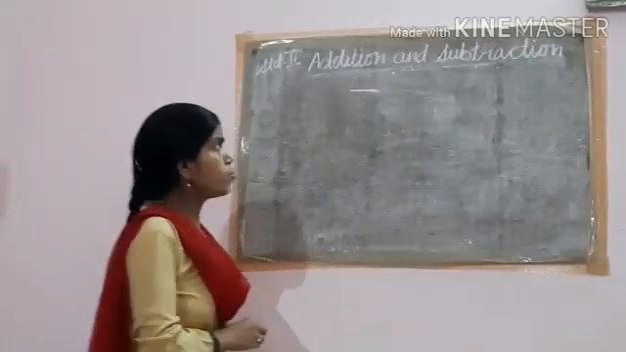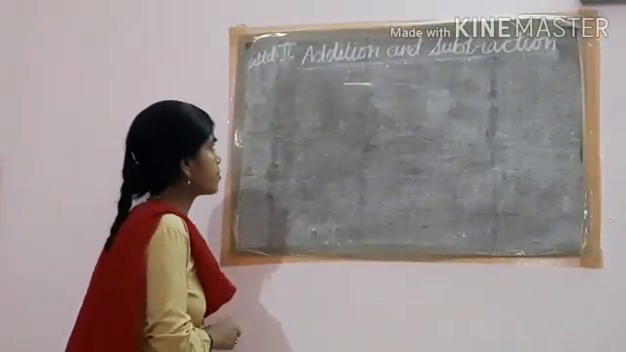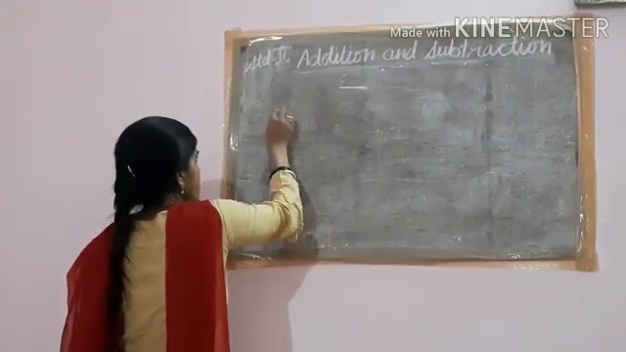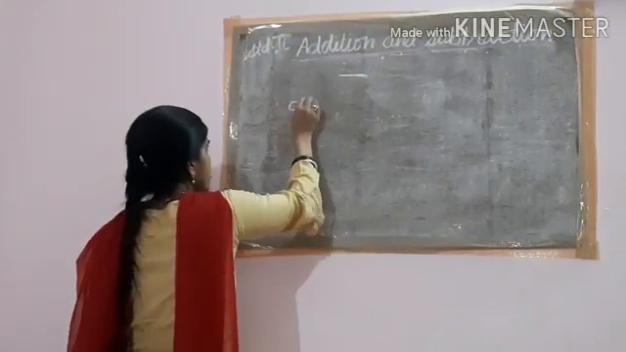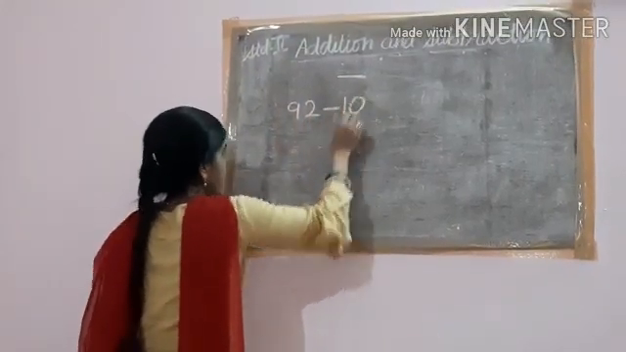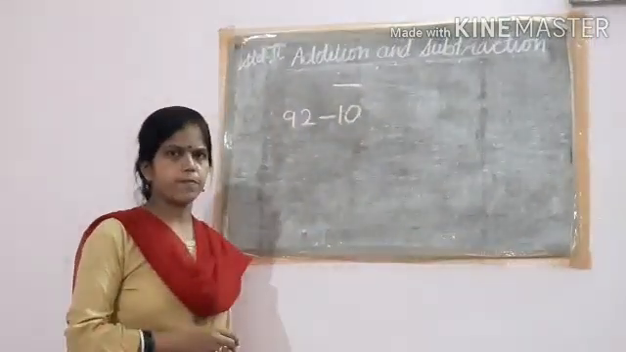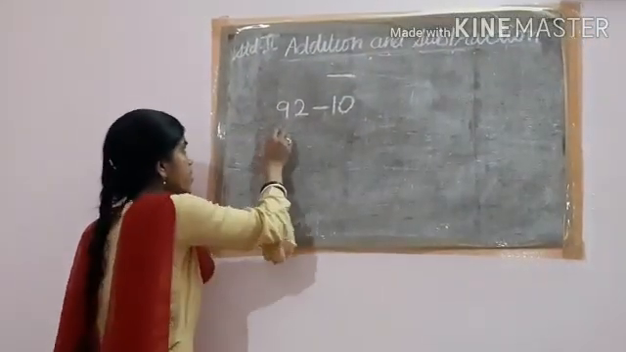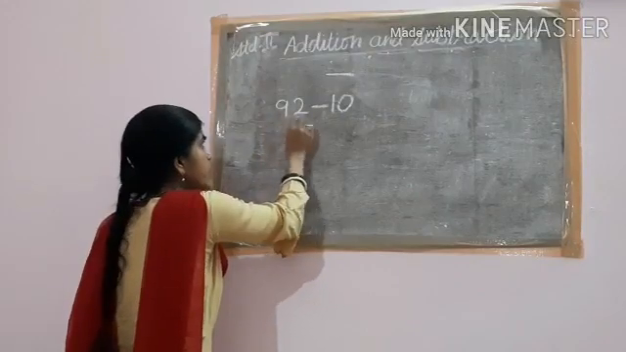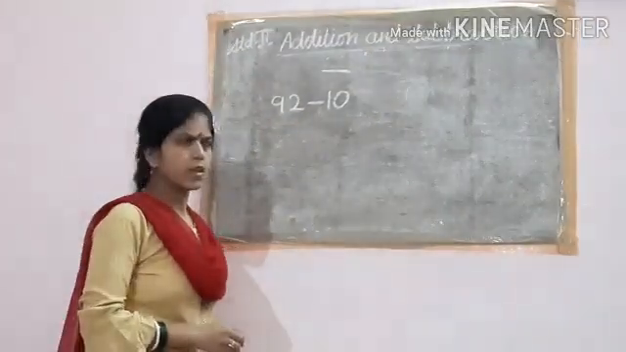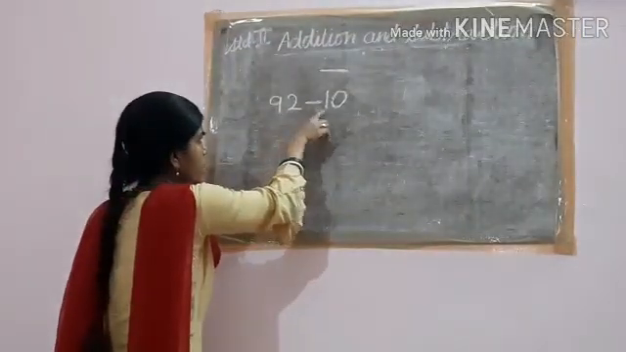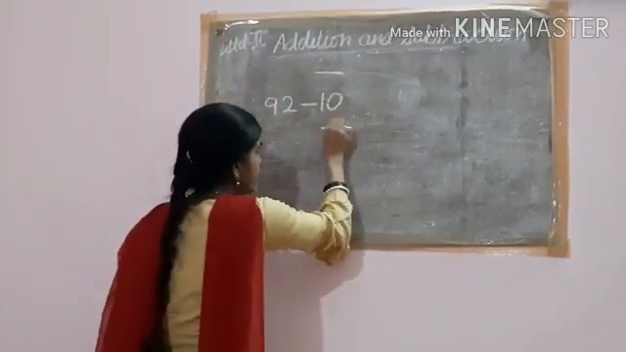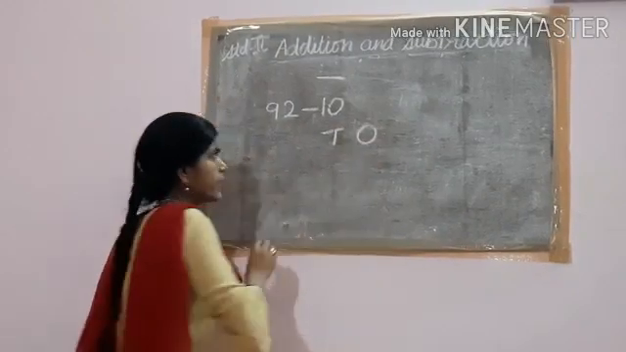Then I can show you by writing one of the sums of the subtraction. You know already how to write. Suppose one question is here, 92 minus 10. Then how to write? As you know, in subtraction we always have to write the bigger number on top. So here first, how many digits are here? 2 digit numbers are here. So tens and ones. Okay, written.